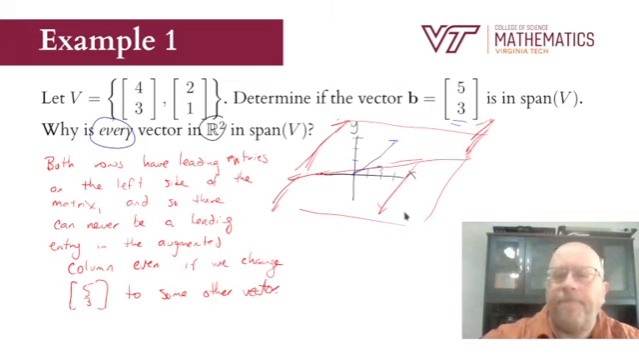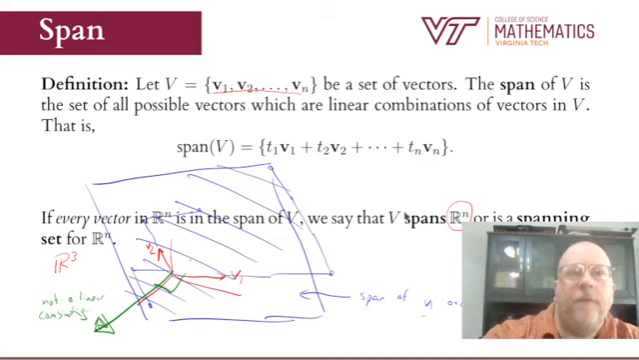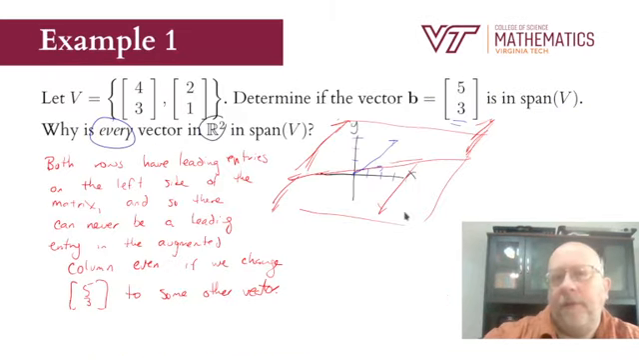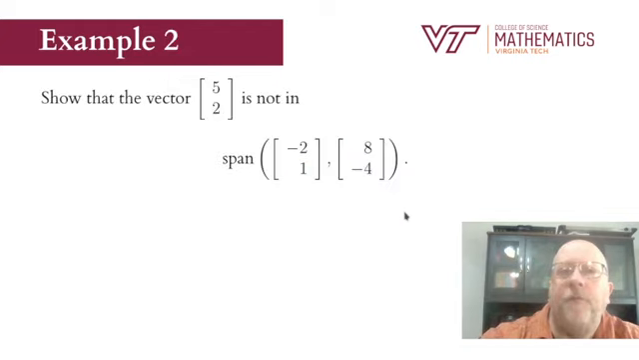All right. So going way back here, in 3 dimensions, when I only had 2 vectors, they generated a plane, and a plane isn't all of 3 dimensions. But in 2 dimensions, the plane is all of the 2 dimensions. And so with these 2 vectors, every vector is in the span of V. All right, let's move on.